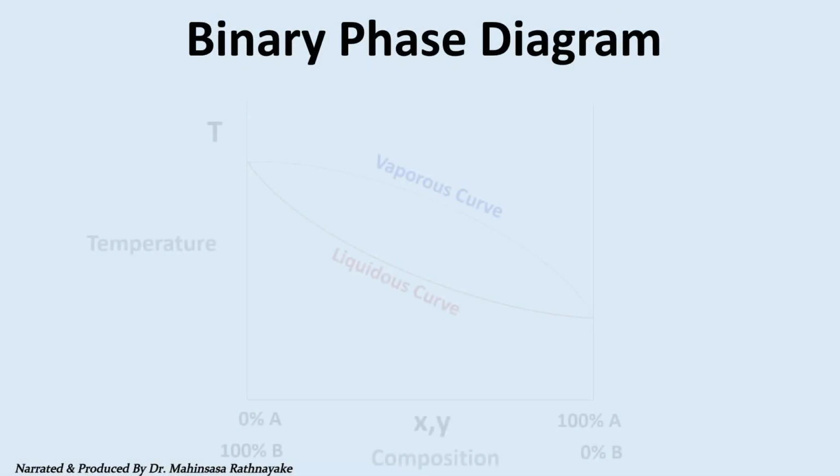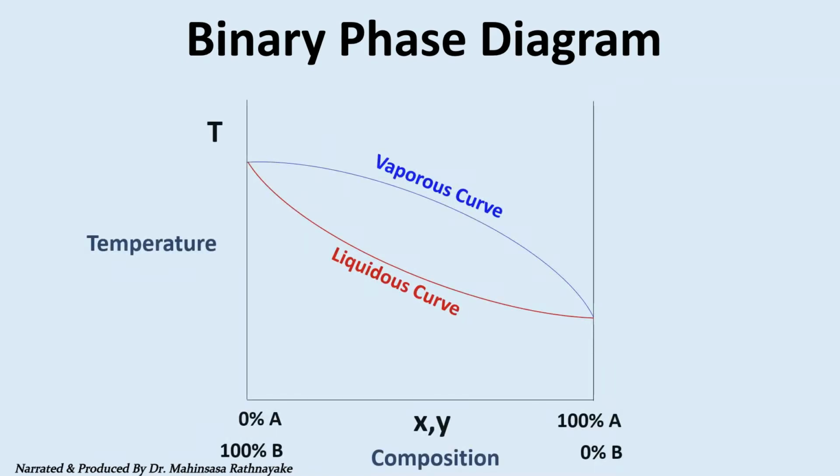A binary phase diagram is a graph between the temperature versus composition of a binary mixture. So we can name it as temperature composition diagram as well. The x-axis is the composition of the two components such as A and B. So one edge is 0% A and 100% B. And the other edge is 100% A and 0% B.